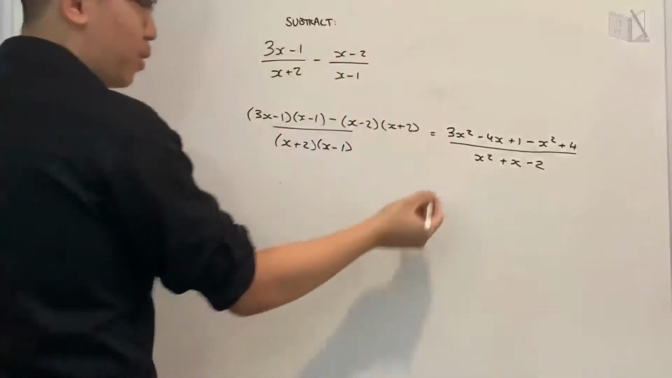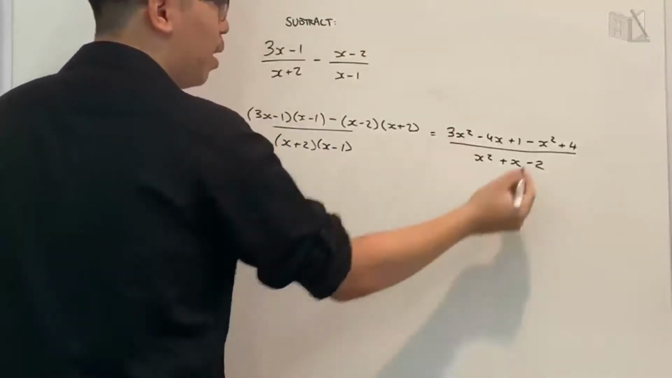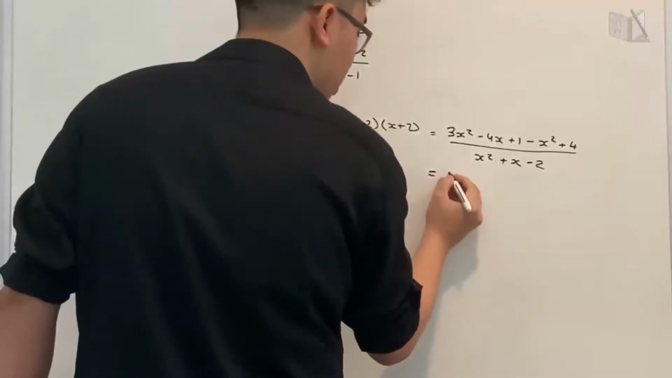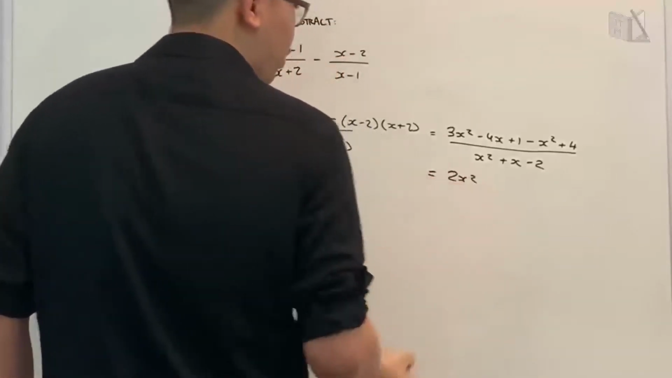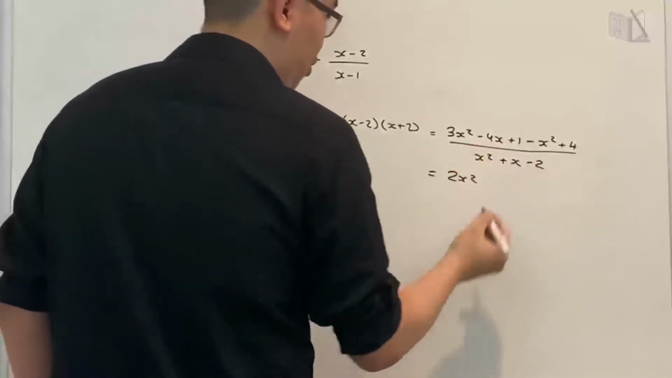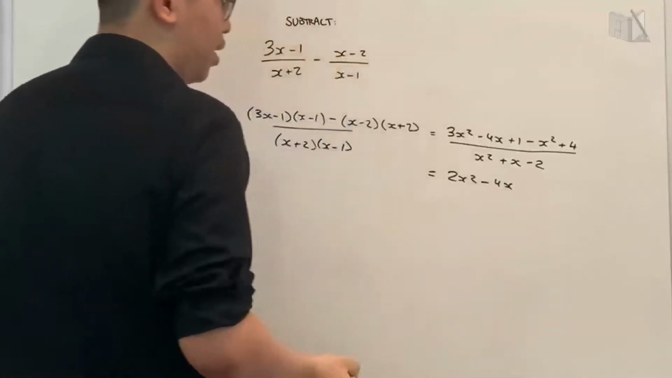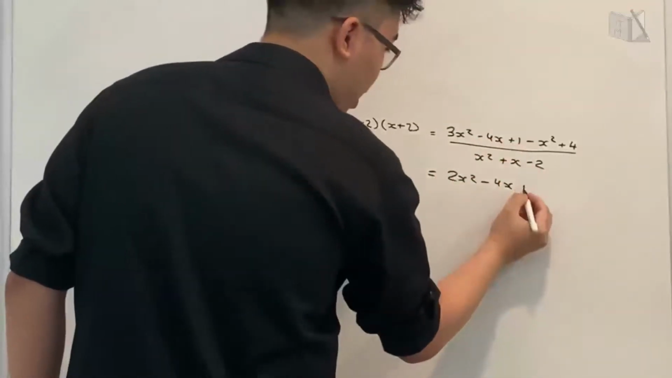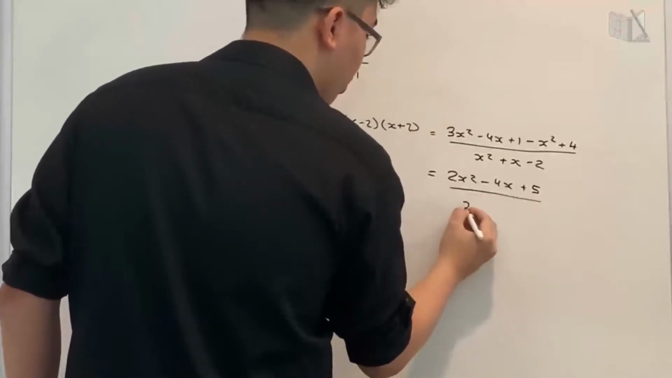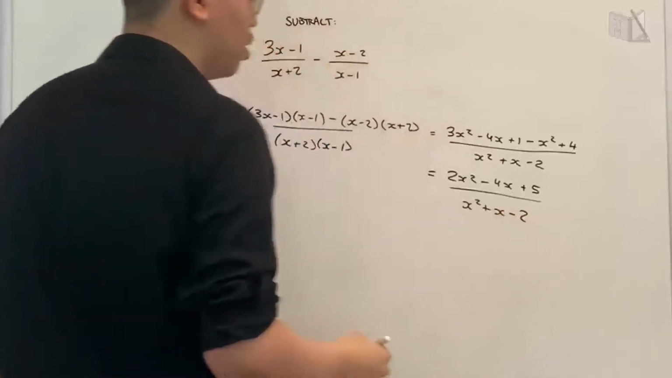And now at this point, we're going to combine like terms. So for example, 3x² here minus x² here. So you have 2x² remaining, minus 4x, and no other x to the 1 term, minus 4x, and then 1 plus 4 is 5, and all over x² + x − 2.